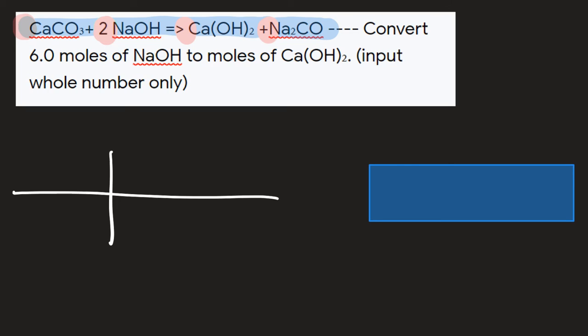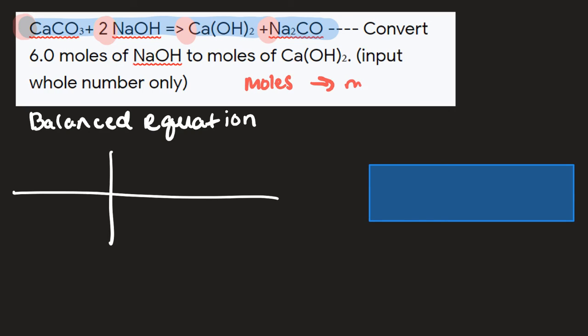Notice that this formula basically says that if we mix this chemical with this chemical, we get this and this chemical. What we call this type of formula is a balanced equation. We need this in order to answer the question. The question is, convert 6 moles of NaOH to moles of calcium hydroxide. So we're going from moles to moles.